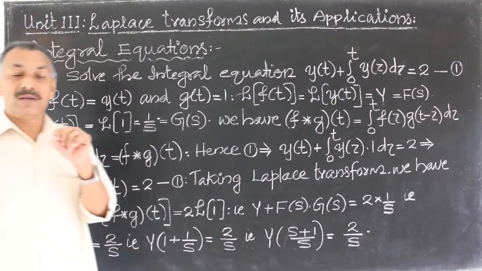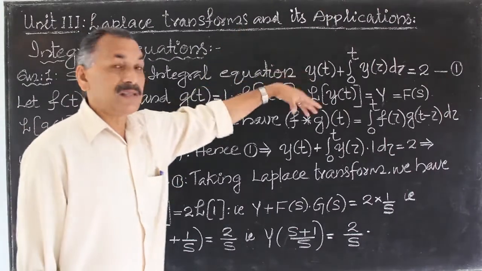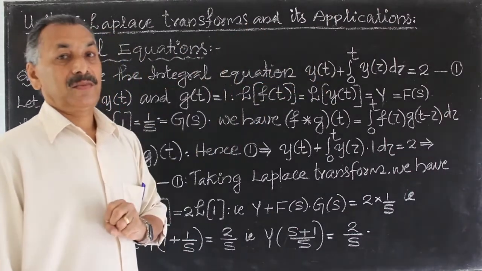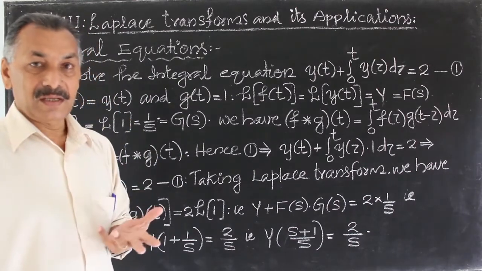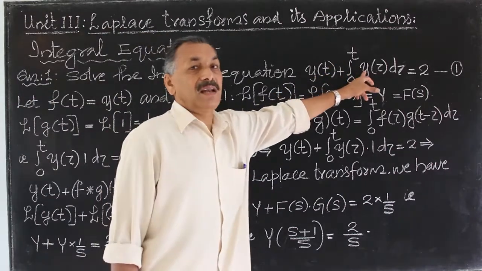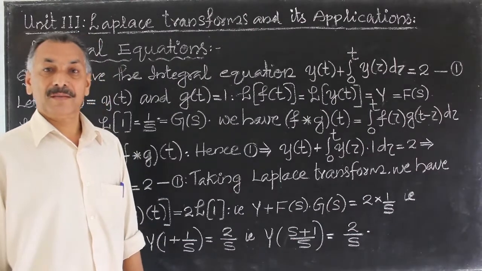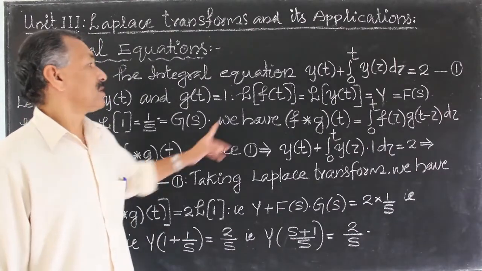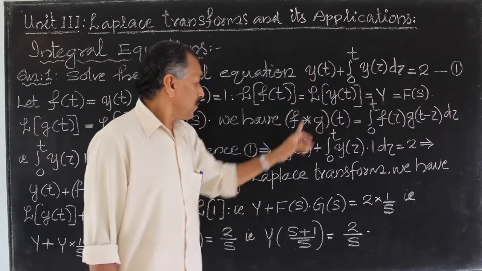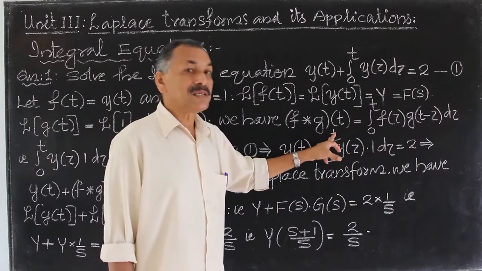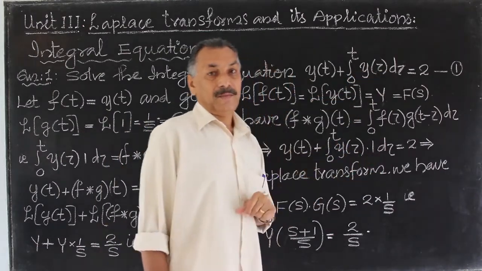That means to solve an integral equation, first you have to convert the given terms in the integral as a convolution. That means you have to select an appropriate f of t and g of t, so that the integral term is in the form f * g of t. Hence, equation 1 gives y of t plus integral 0 to t y of tau into 1 d tau.